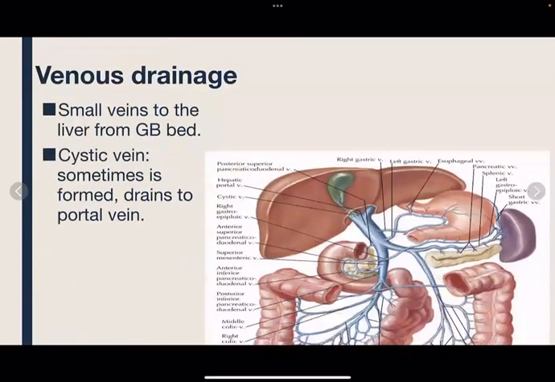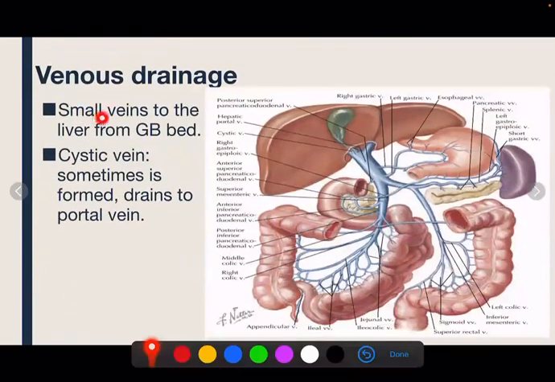The main venous drainage is through small veins that go to the liver from the gallbladder bed, and sometimes a cystic vein may form and drain into the portal vein.